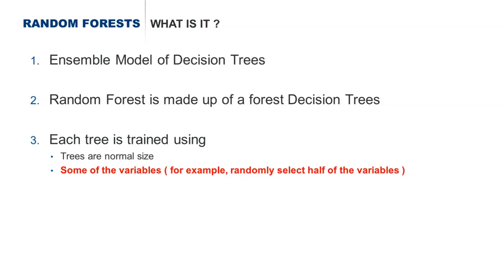So if I have, let's say, 4 variables, A, B, C, D, I may not want to use all 4 variables. Tree number 1 might just use variables A and B. Tree number 2 might use B and C. Tree number 3 might use C and D. And the variables that the tree gets to use are randomly selected. They're not all the variables, just some of them.